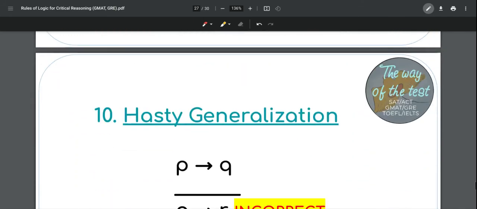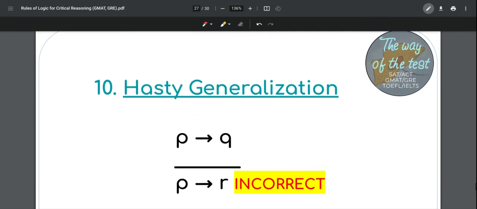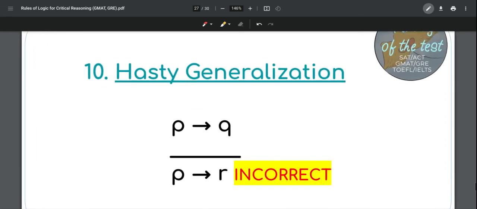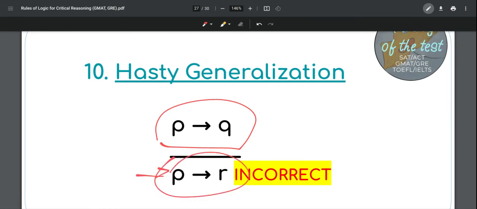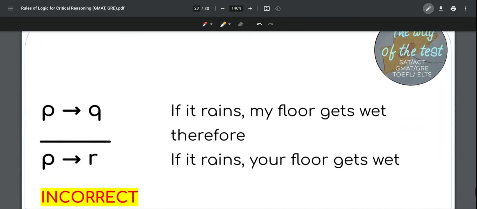Okay, the 10th mistake is hasty generalization, which formally looks something like this: if P, therefore Q, then therefore P, therefore R. This is obviously incorrect when I put it like this, right? Of course, you cannot conclude R. There's no relationship between Q and R. But in natural language, this looks like this. And this is why you want to work with symbols and not natural language.